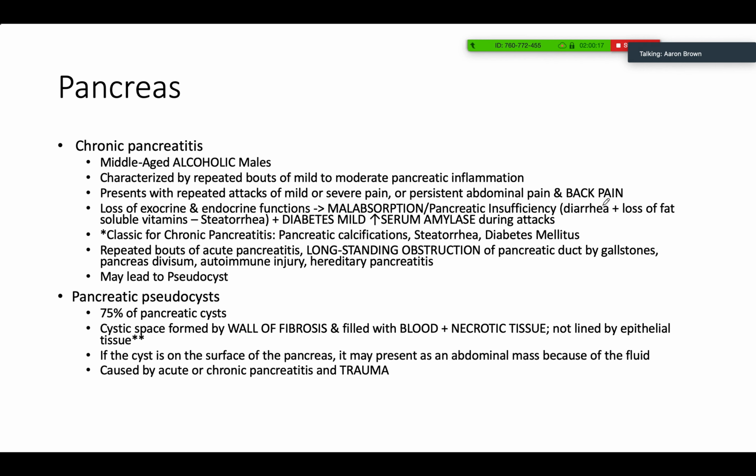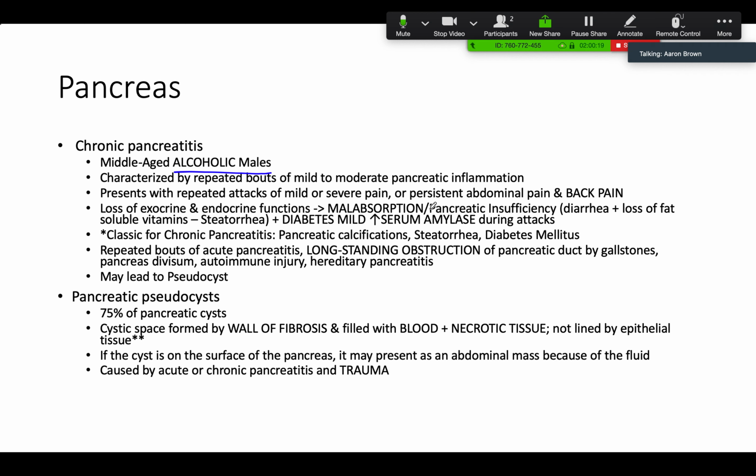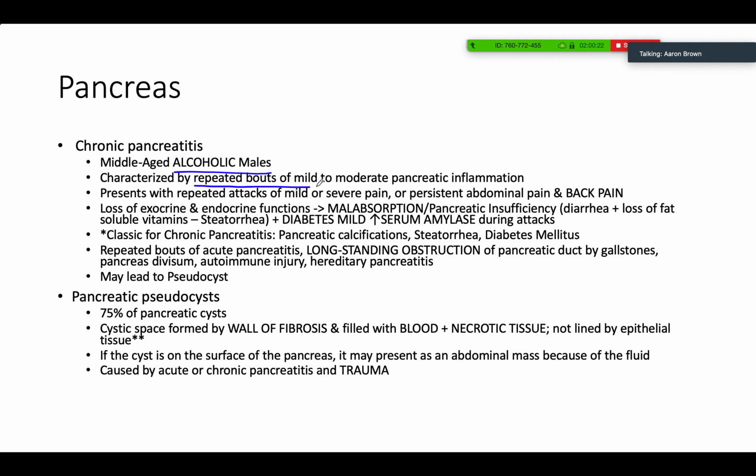Chronic pancreatitis, again, middle-aged alcoholic males, they do not learn the lesson. They get repeated bouts of mild to moderate pancreatic inflammation, same type of back pain. However, now, instead of just having the pain, they're having other types of symptoms. So they're losing the exocrine and endocrine functions. Look for malabsorption, pancreatic insufficiency, diarrhea, loss of fat-soluble vitamins and steatorrhea, maybe some diabetes, increased serum amylase.